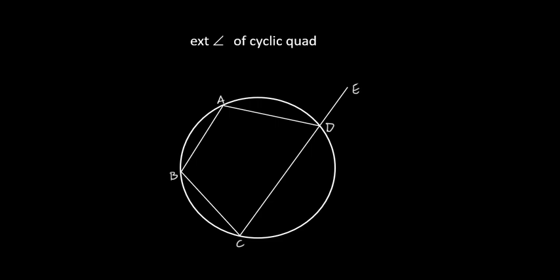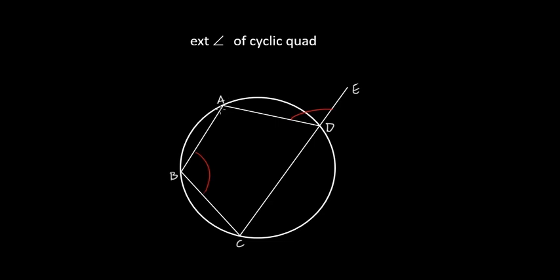So whenever you extend a line from a cyclic quad, for example here we extended line DE such that CDE is a straight line, then the angle here is the exterior angle of a cyclic quad because it's outside the cyclic quad. An exterior angle of a cyclic quad equals the interior opposite angle. That's the theorem. The exterior angle of a cyclic quad equals the interior opposite.